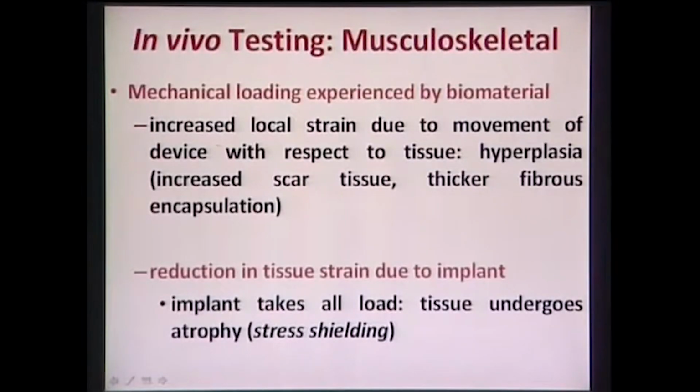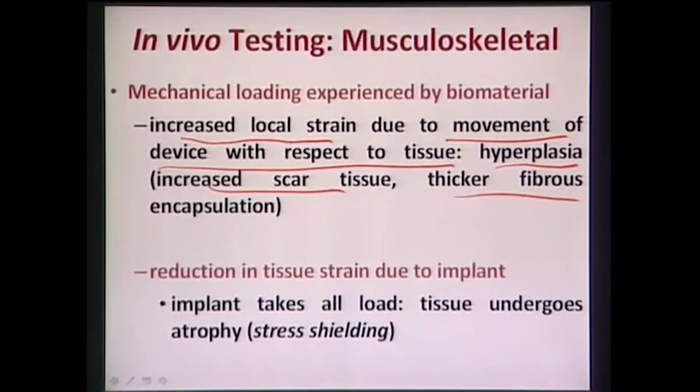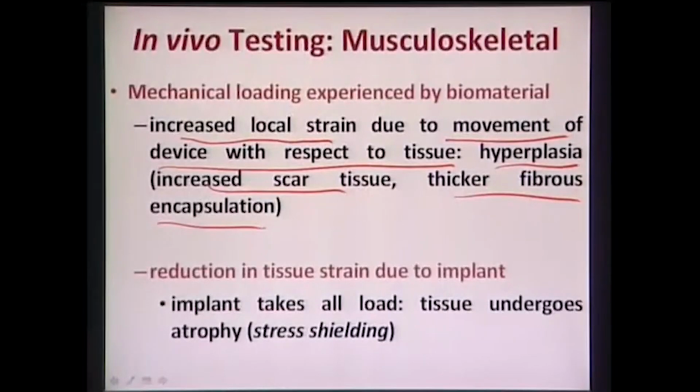It is explained here that there is increased local strain due to movement of the device with respect to the tissue, and hyperplasia means increased scar tissue, thicker fibrous encapsulation. You remember that is a cellular adaptation process. There are four types of cellular adaptation process. One is atrophy, that is a decrease in cell size. One is hypertrophy, that is an increase in cell size. One is hyperplasia, that is an increase in cell number. One is metaplasia, that is a change in cell type, like osteoblast to osteoclast transformation, that is called metaplasia.